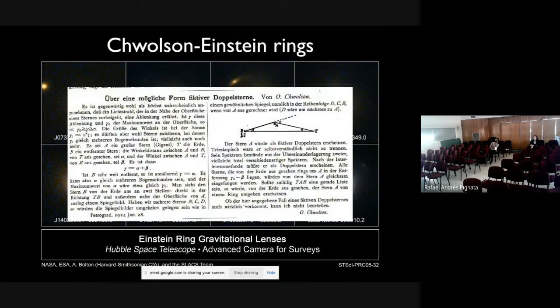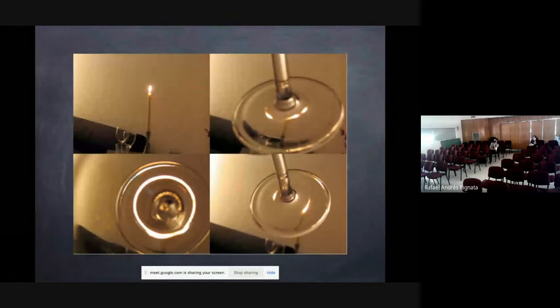Just to show you, I don't think I showed this yesterday, the paper by Schlosser, where he points out this possible solution of gravitational lensing. It's a couple of paragraphs. That's the paper where the solution of the Einstein ring was published for the first time. But as we know nowadays, Einstein had derived it before, but didn't publish it. Anyway, we saw yesterday how to mimic this example using a piece of glass of wine before you fill it.